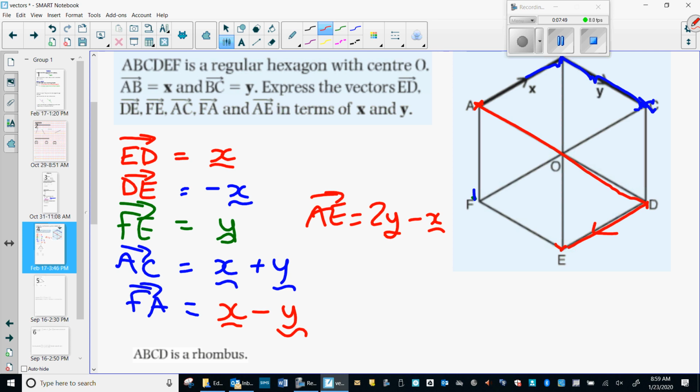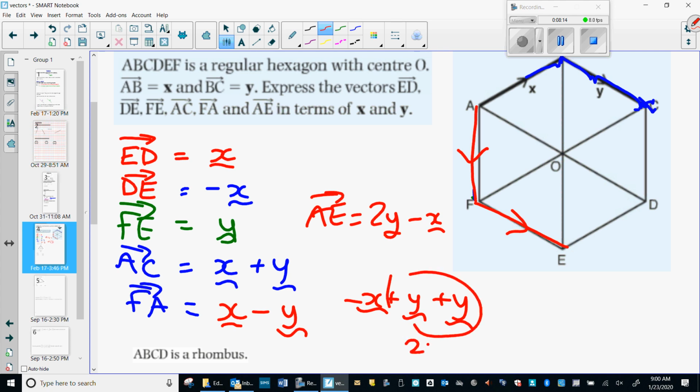Okay. Now, if you've gone in some other movement, so for example, we've just worked out what FA was, yes? So we could go A to F and then F to E. So that would have been the opposite to this. So that was negative X plus Y. And then one of these, that was another Y. And you'll see that that simplifies to give you 2Y and a minus X as well.